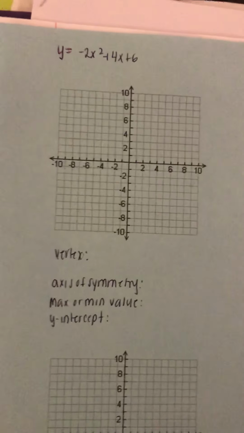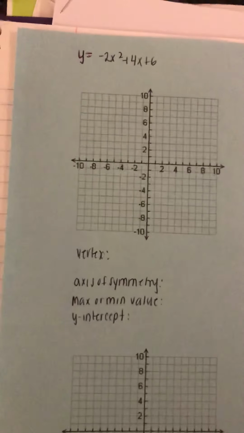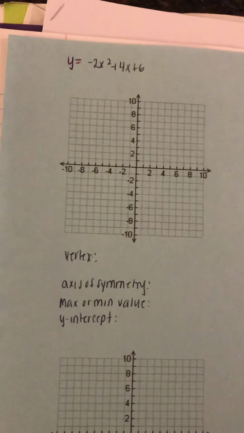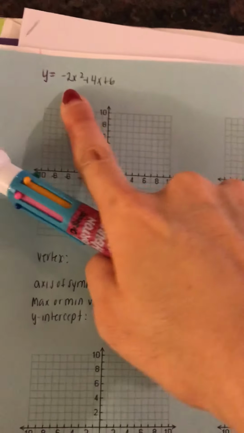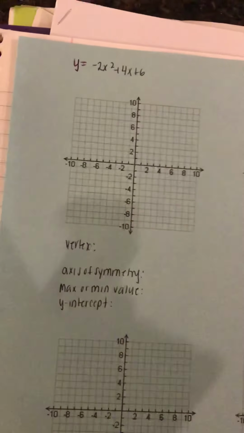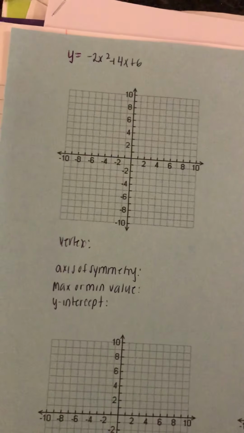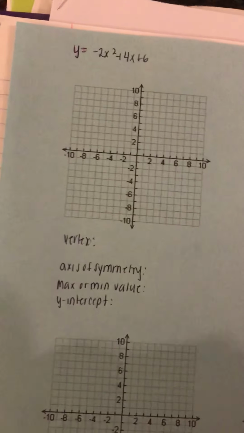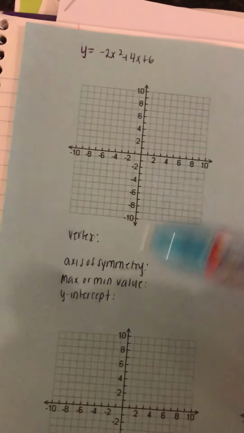Alrighty, so in here we're going to graph the quadratic function negative 2x squared plus 4x plus 6. This function is written in standard form, ax squared plus bx plus c. And something we learned about the standard form is that it easily gives you the y-intercept. So that's actually something we can already start listing.